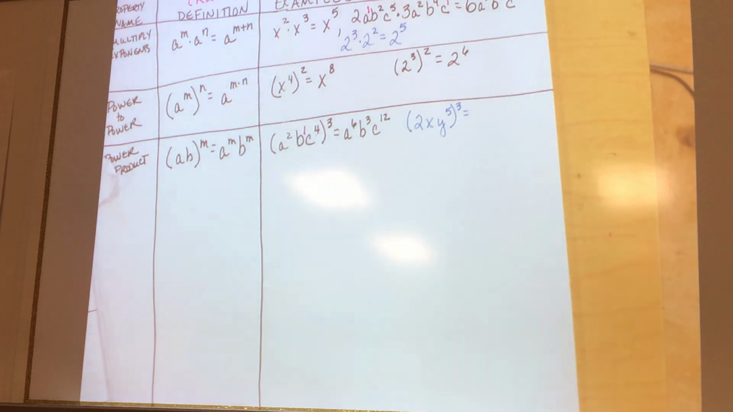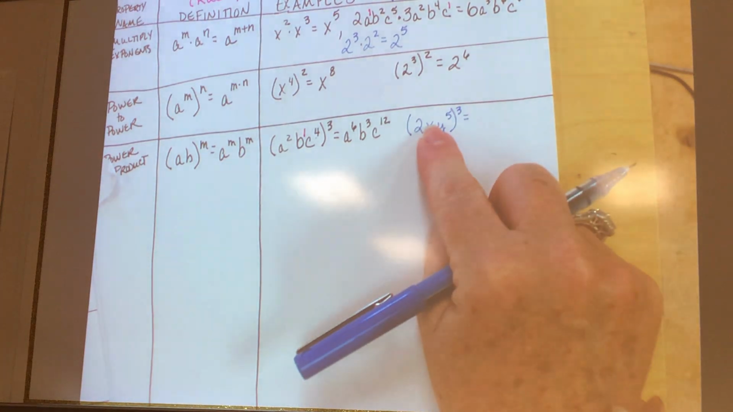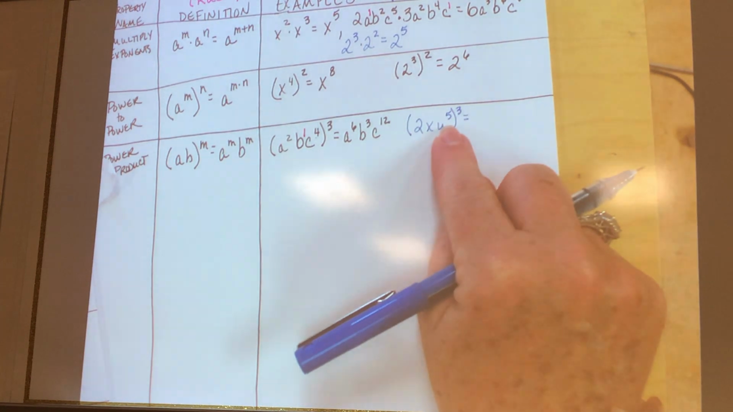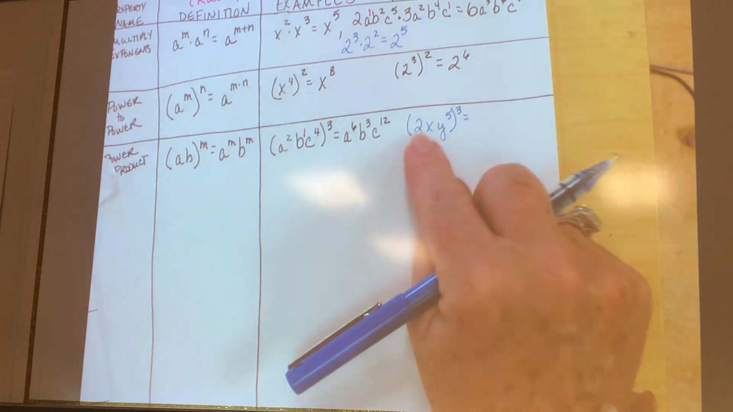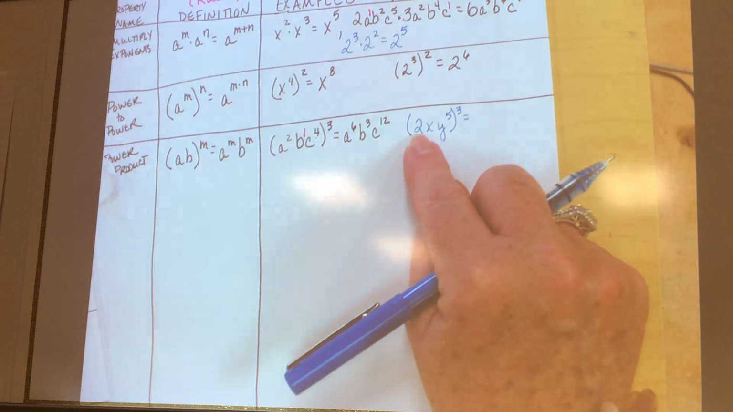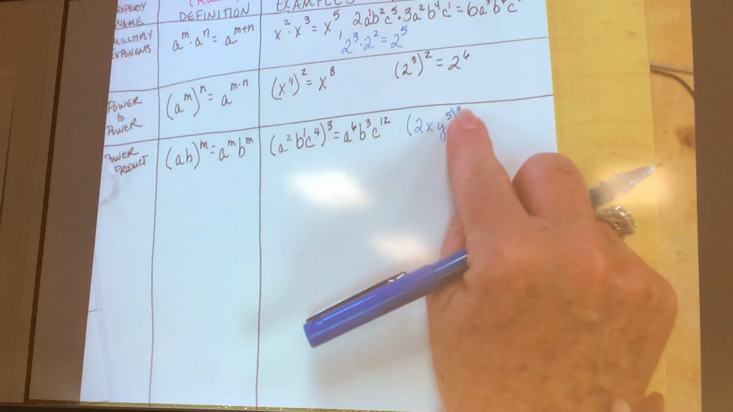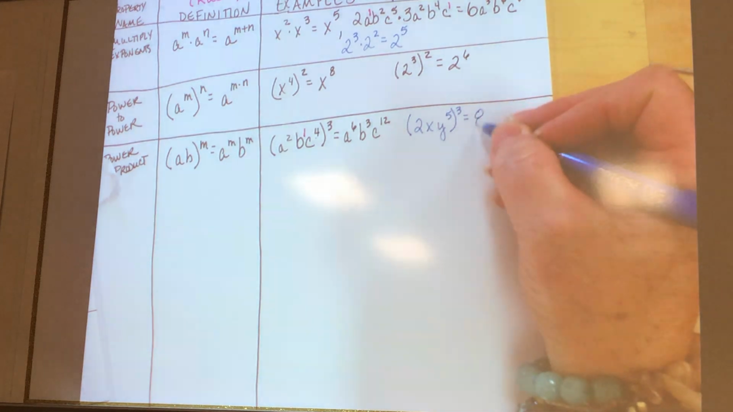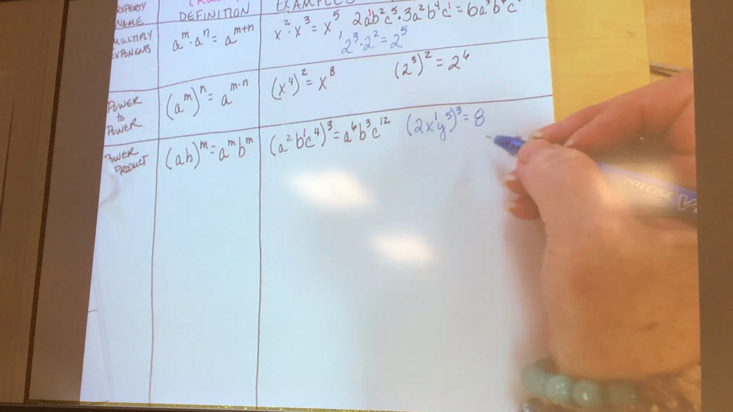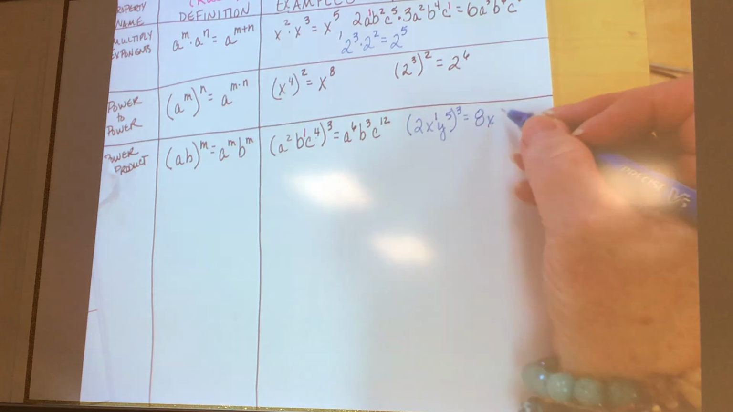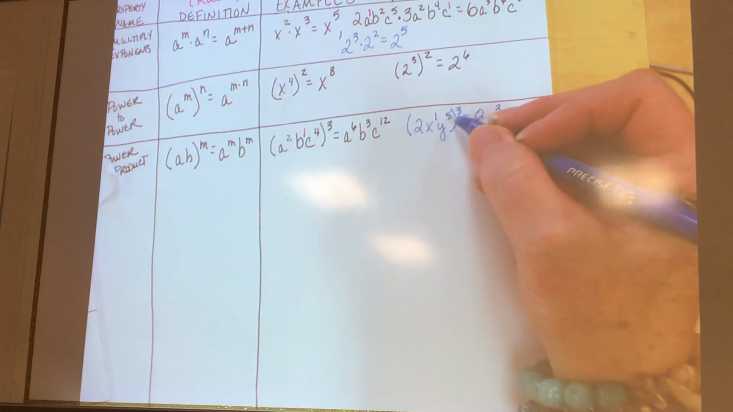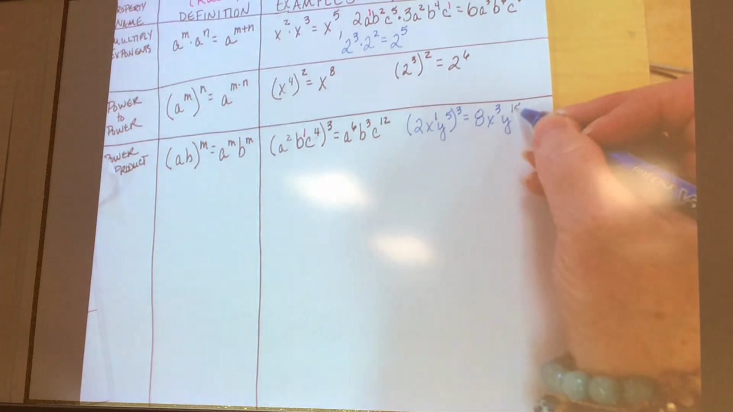So here's the common mistake. The common mistake is you're all focused on these right here and you forget this guy gets raised to the power 2. Okay? He's a coefficient. 2 to the 3rd is what? 8. There's a 1. X to the 1st raised to the 3rd is x to the 3rd. Y to the 5th raised to the 3rd is y to the 15th.